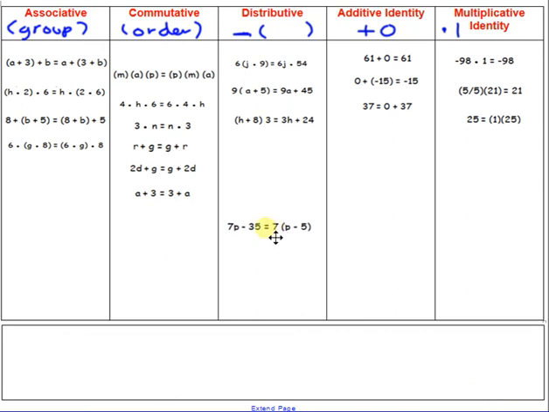And last but not least, 7p minus 35 equals 7(p minus 5). It looks like that 7 has been passed out or distributed. So that's going to be distributive property.